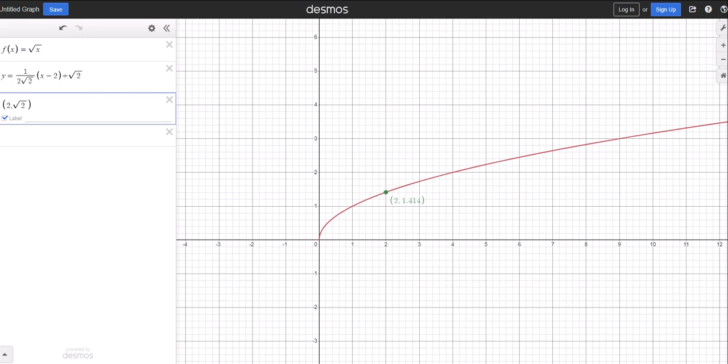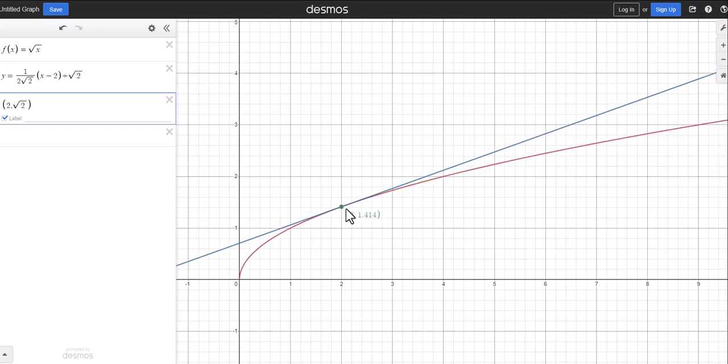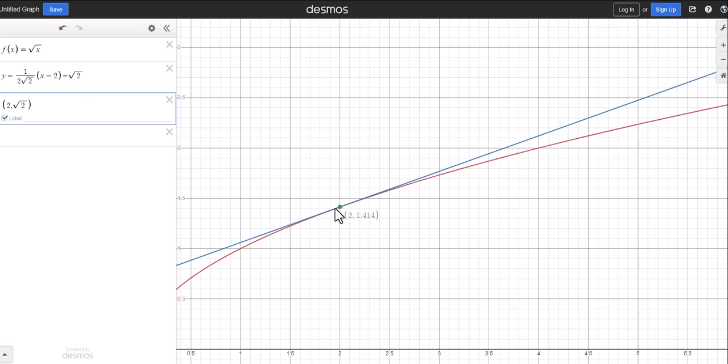I'm going to display the equation that we got here: 1 over 2 times the square root of 2 times x minus 2 plus the square root of 2. And lo and behold, we indeed get a tangent line exactly at x equals 2 here. And that's what we're looking for. The slope of the curve when x is 2 is 1 over 2 root 2. And here we have the equation. So we're representing here the instantaneous rate of change at this point. Okay, now let's go back to our notes.